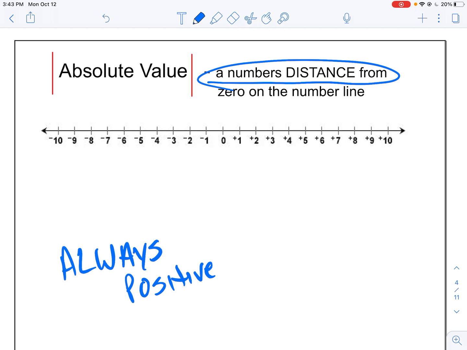So absolute value is a distance a number is from zero on the number line. So let's just look at them if I do this. I'm just going to draw a couple absolute value signs.